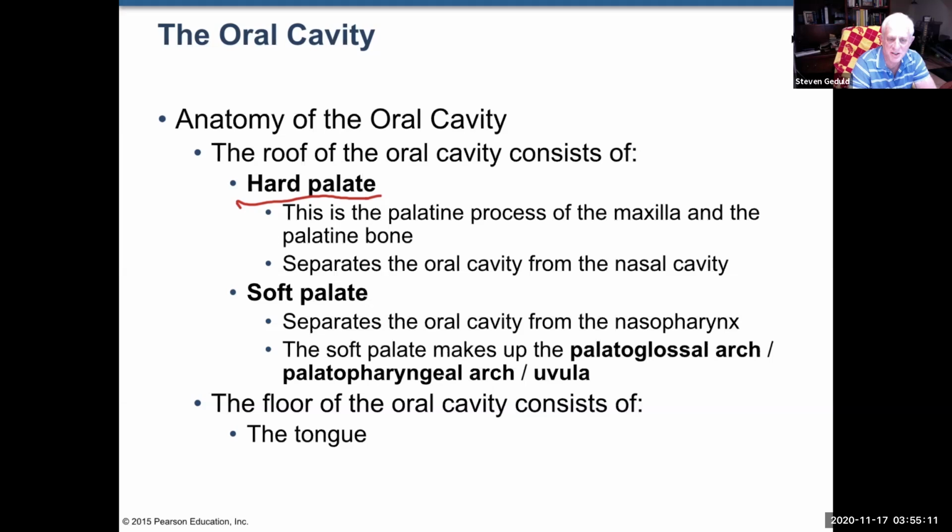The soft palate is distal to the hard palate. That separates the oral cavity from the nasal pharynx. It makes up the palatoglossal arch, the palatopharyngeal arch, and the little dangly thing.